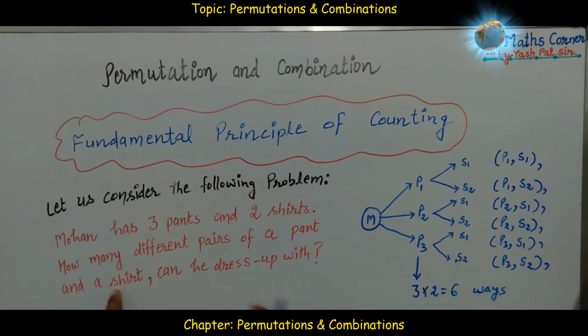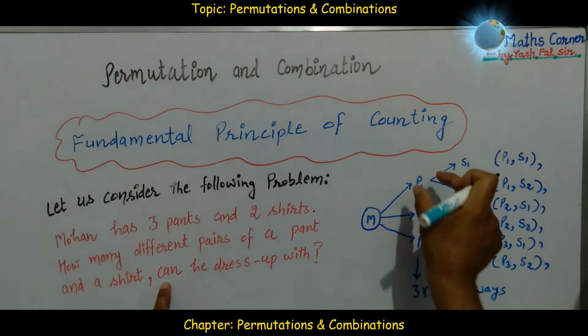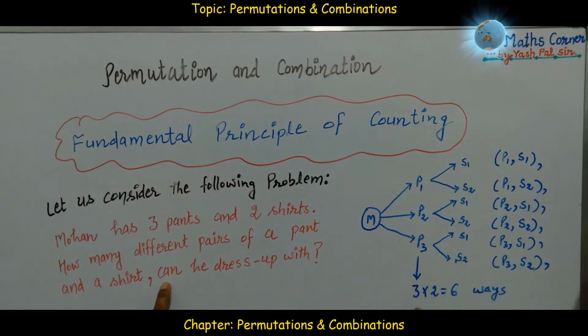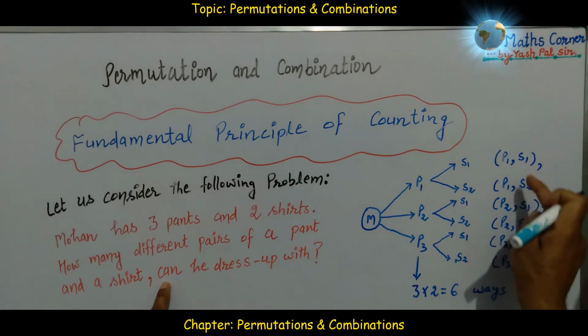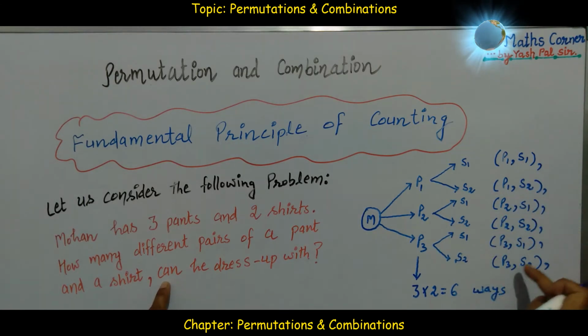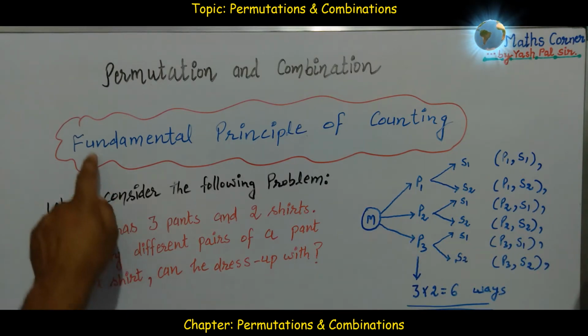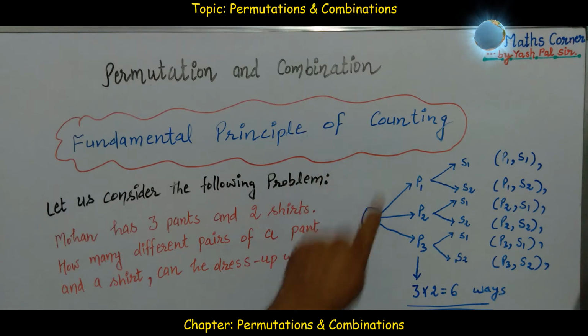This way we can count the total number of ways. How many pants? There are 3. How many shirts? There are 2. 3 into 2 equal to 6. 1, 2, 3, 4, 5, 6. Okay, so this principle, counting this way, is called the fundamental principle of counting.